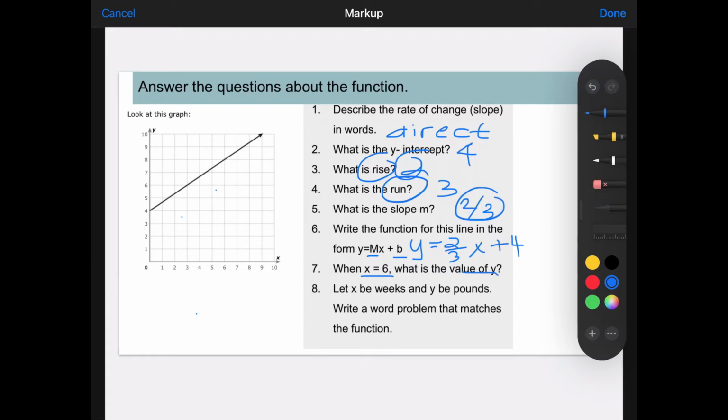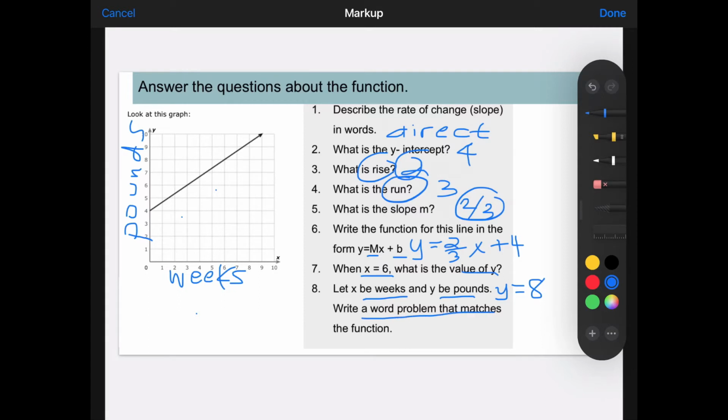Now we want to look at the graph and ask ourselves, if x is equal to 6, what is the value of y? So go up from x equals 6 and go across to find the y value, and you will see that y is equal to 8. Now we're going to take that coordinate and the whole function in general and apply it to a real-life problem. We're going to let the x-axis equal the weeks, and the y-axis equal pounds.